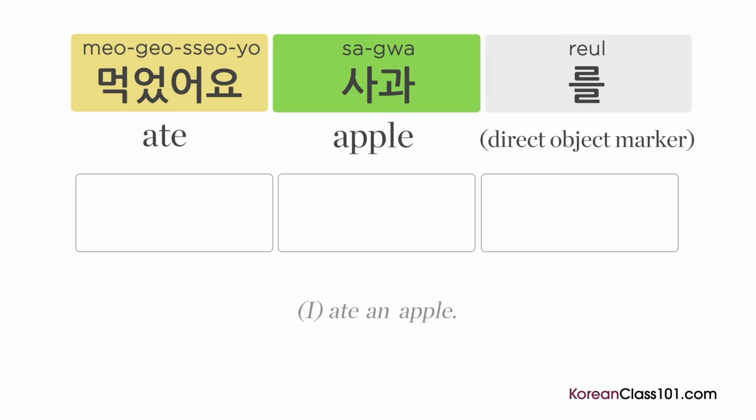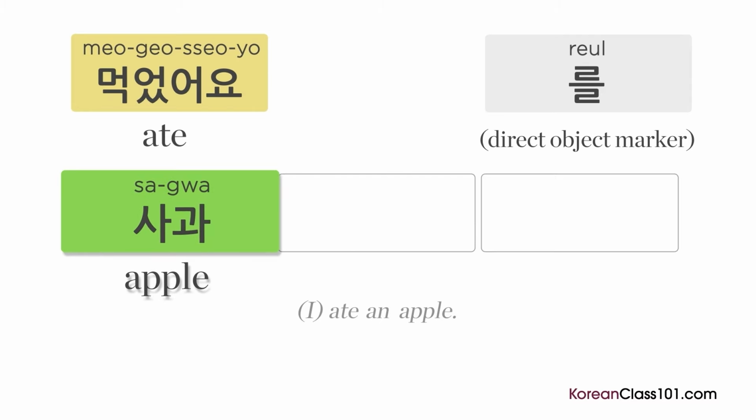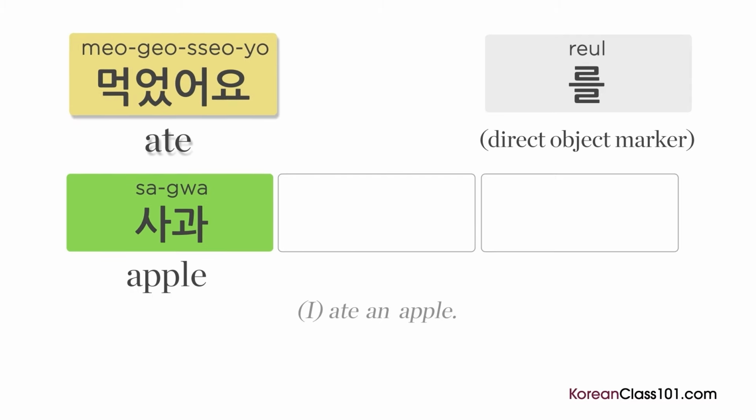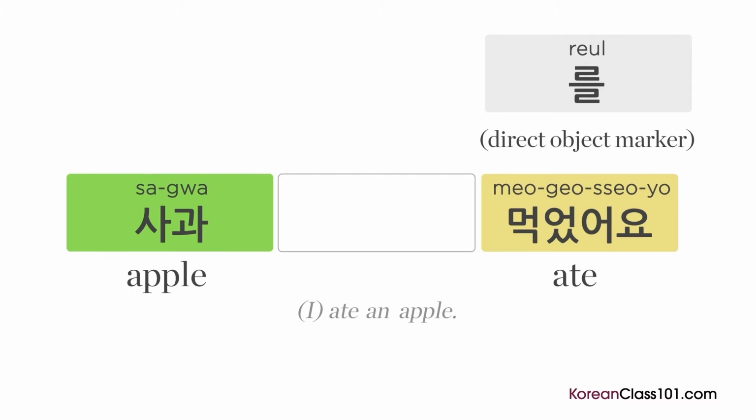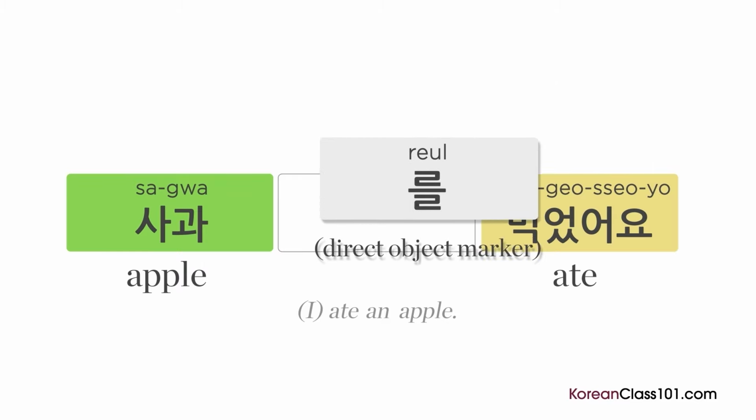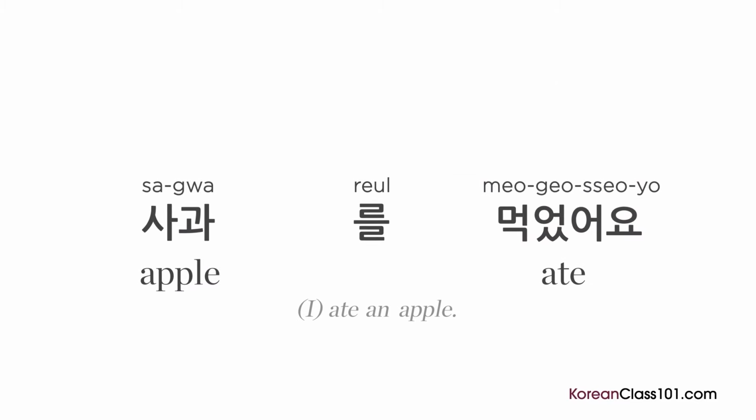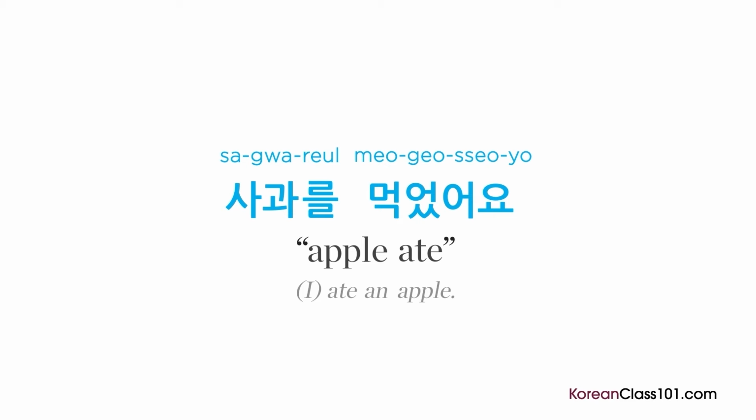Got it? The object goes first, so let's put apple here. And the verb goes last, so let's put ate at the end. Finally, we connect them using the appropriate particle. And that's it. 사과를 먹었어요. Which means, I ate an apple in Korean. 사과를 먹었어요. Well done. Let's wrap up this lesson by recapping what we've learned.